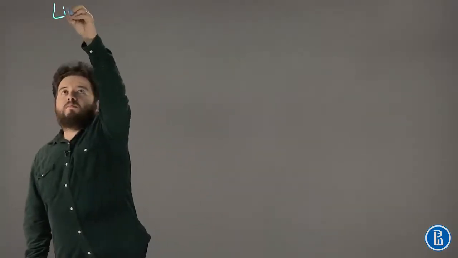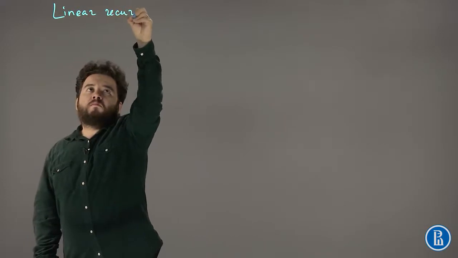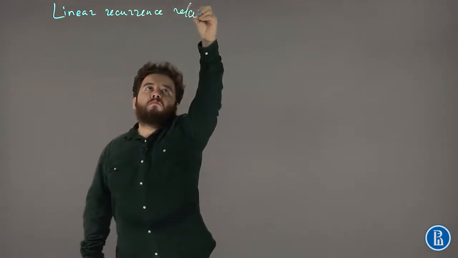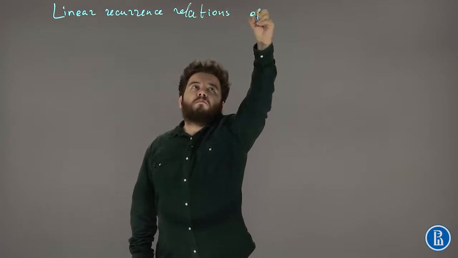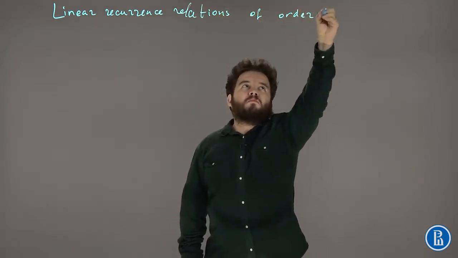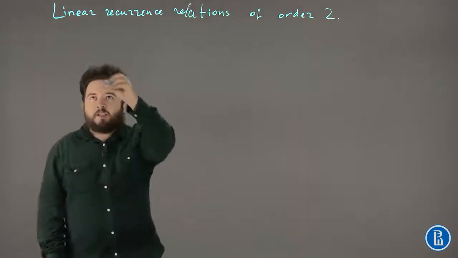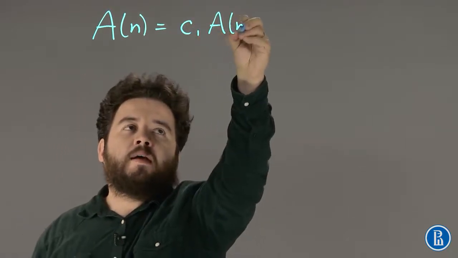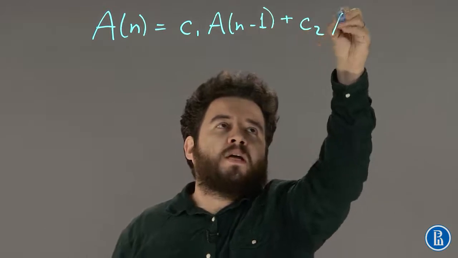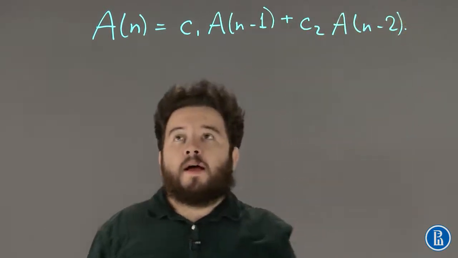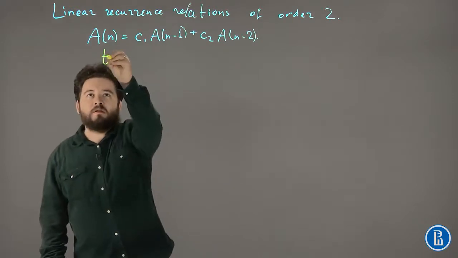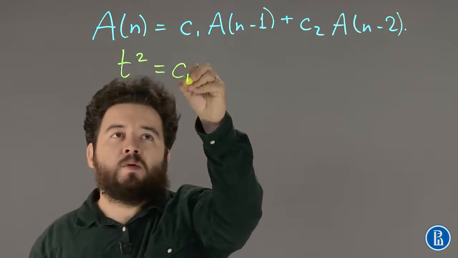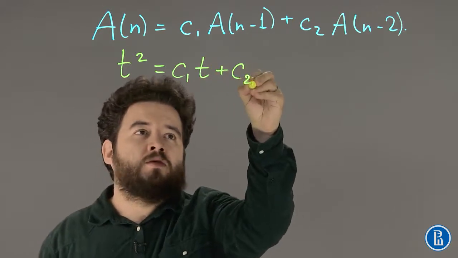Now, let us restrict ourselves to the case of linear recurrence relations of order 2. Let us take such a relation: a(n) is equal to C1 a(n minus 1) plus C2 a(n minus 2). And we can write down its characteristic equation.